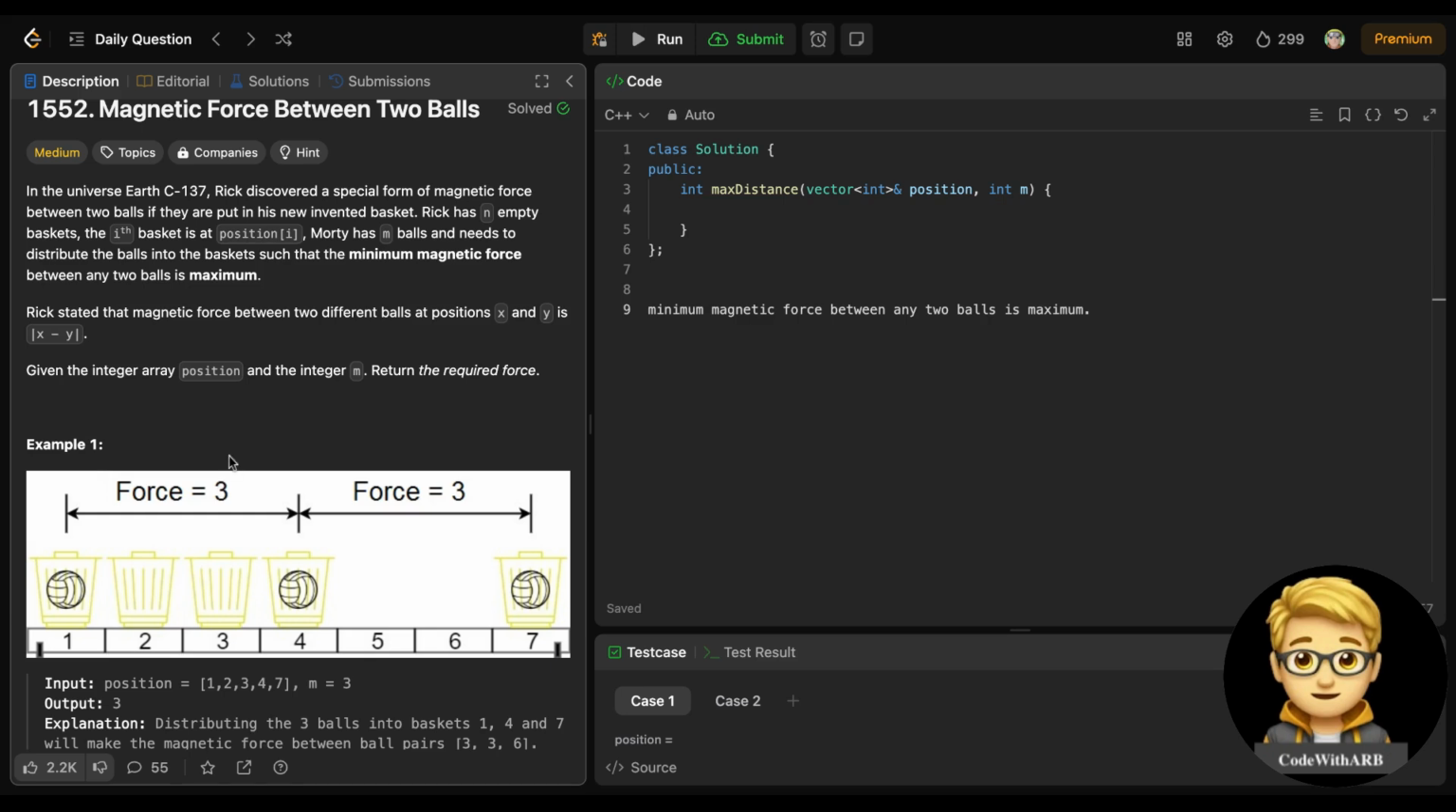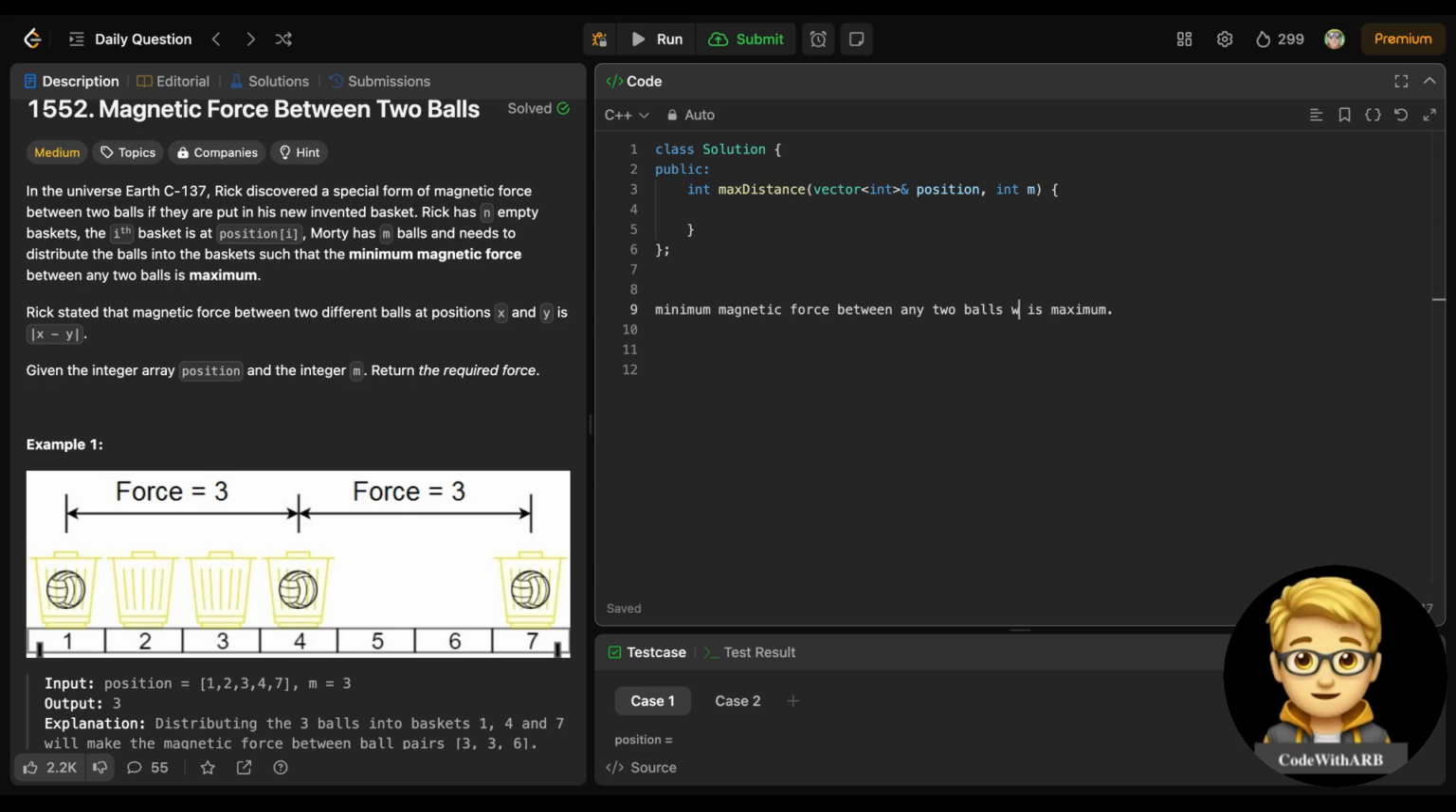But the question is asking that we need a required force. We need to put these balls in the baskets such that we get the minimum magnetic force between any two balls, which will be maximum. What does it mean? Let's understand this meaning. The question is asking about the minimum magnetic force between any two balls, right? Minimum magnetic force between any two balls, which will be maximum. This is the meaning, right?